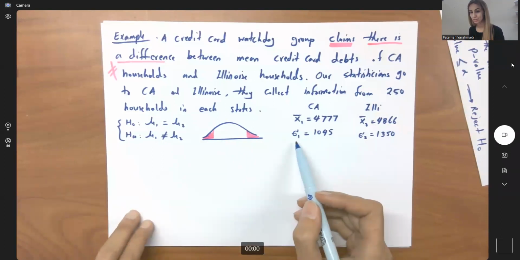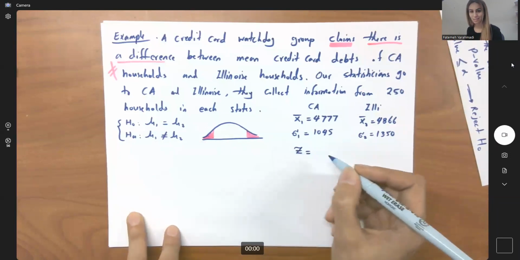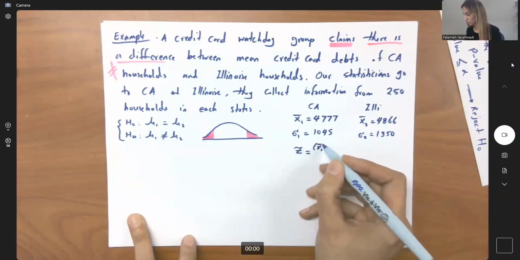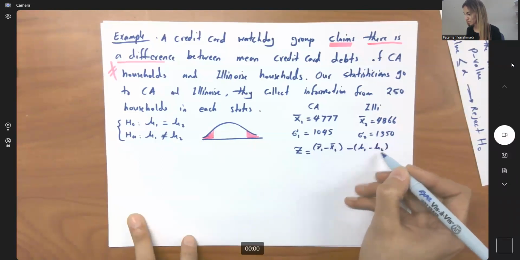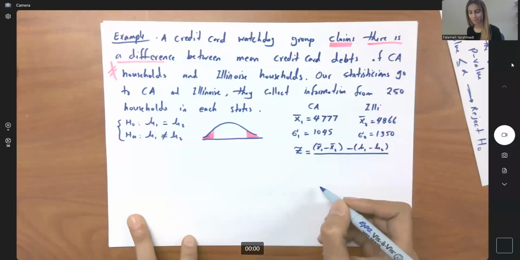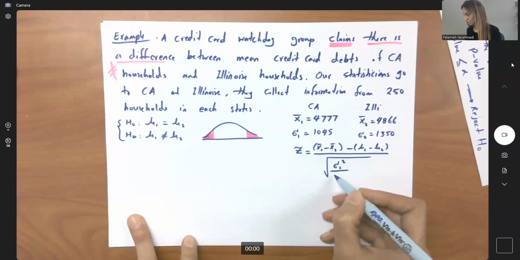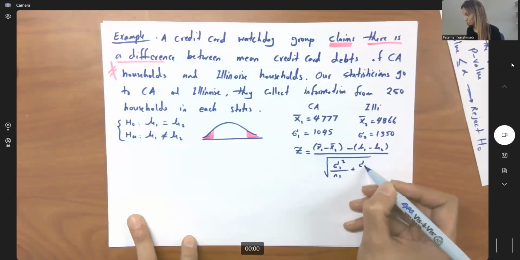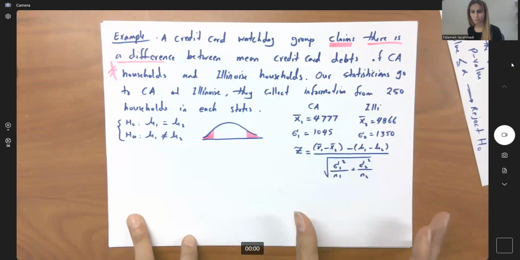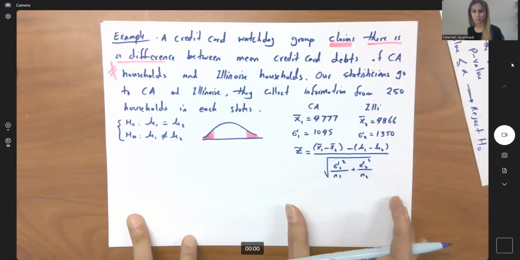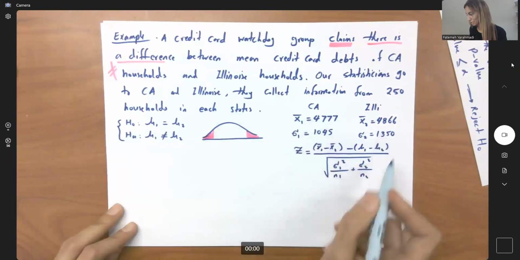First of all, note that since sigma is given, the Z standardized test statistic is x1 bar minus x2 bar minus mu1 minus mu2, divided by the standard error, which is the square root of sigma sub 1 squared over n1 plus sigma sub 2 squared over n2. So this is the formula that you need to remember. It's important. Let's punch all of this information into this formula.